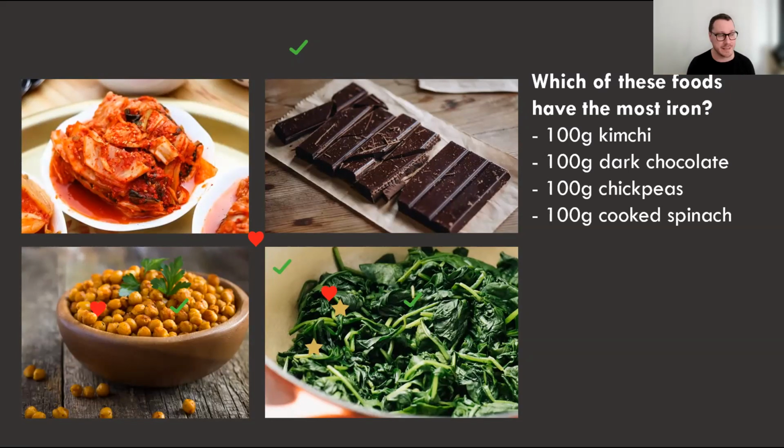But the truth, of course, is that of these, spinach and kimchi have lower amounts of iron, and dark chocolate and chickpeas have about the same amount of iron, and it's double that of kimchi and spinach. So if you're going to pick the items based on the amount of iron they have in them, you're better off having chickpeas and chocolate, but probably not together.